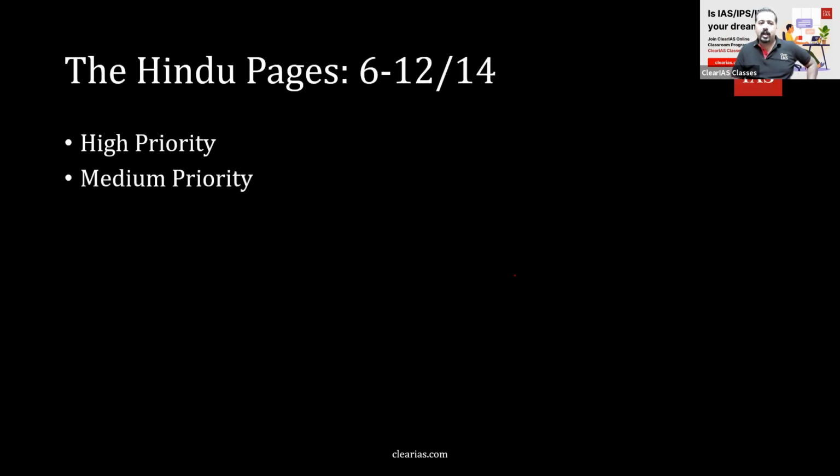So out of the 14 or 16 page Hindu, the pages we usually have to focus on are only pages 6 to 12. So more than 50 or 60% of the Hindu newspaper is not relevant for a UPSC aspirant. We are focusing only on the 40%. That itself will help you save time. You are not focusing on unwanted areas with respect to UPSC preparation, but on the high priority or medium priority areas. The pages I am repeating that you need to focus on are pages 6 to 12.